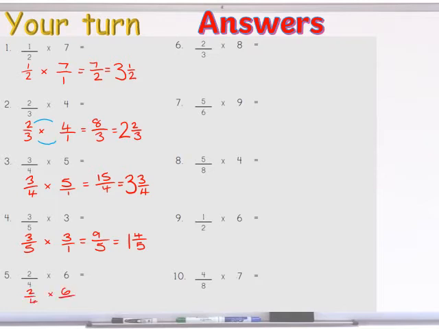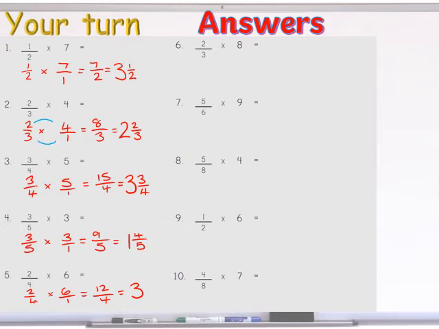2/4 multiplied by 6, turn that into a fraction, 6/1. 2 6s are 12, 4 1s are 4. How many times does 4 go into 12? Exactly 3 times. So we'll end up with a whole number rather than a mixed number. Right.